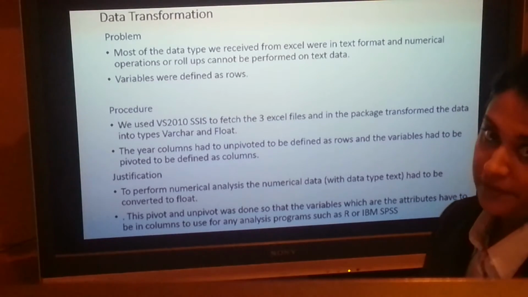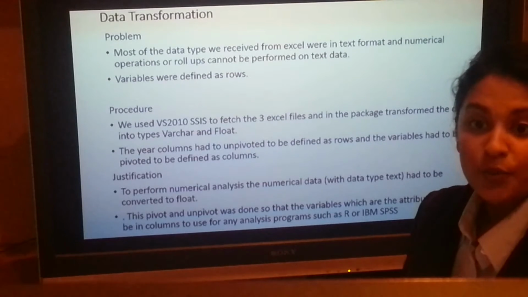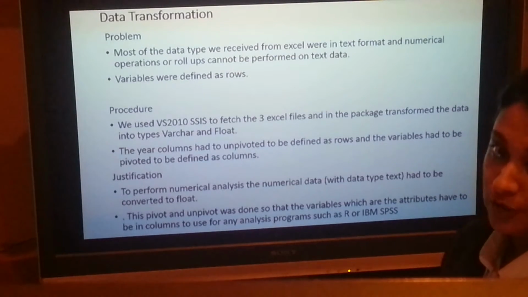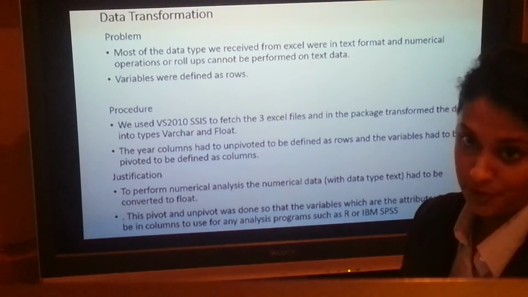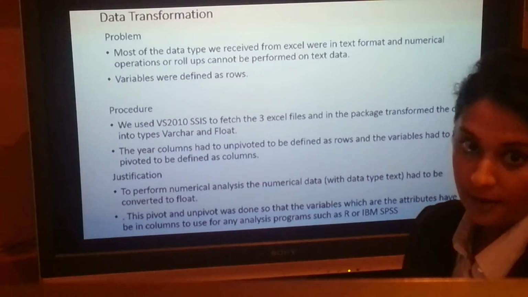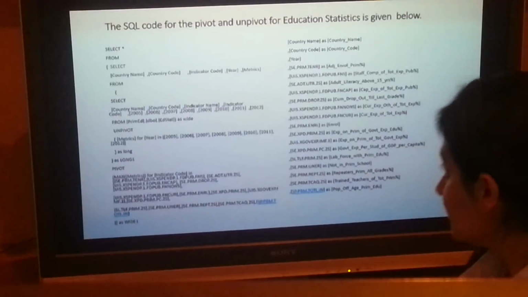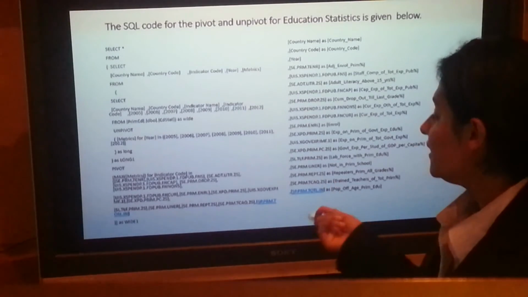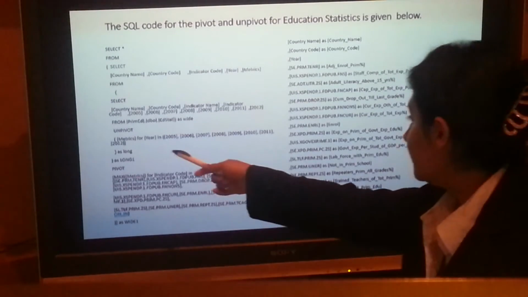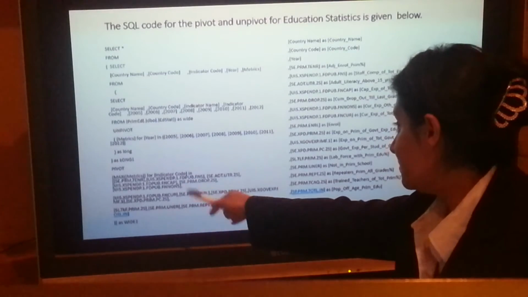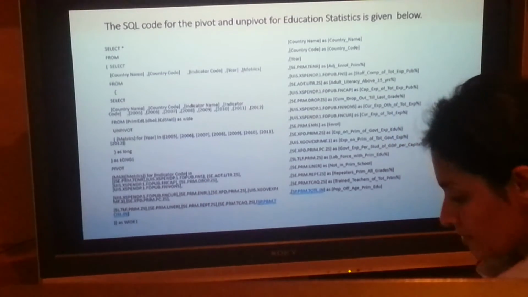This pivot and unpivot was done so that the variables, which are the attributes, are in columns to use for any analysis programs such as R or IBM SPSS. This is the SQL code that was used to pivot and unpivot. As you can see, the year was unpivoted and the variables were pivoted.